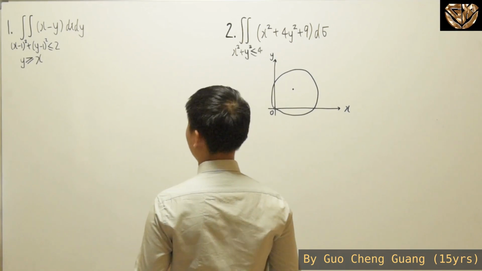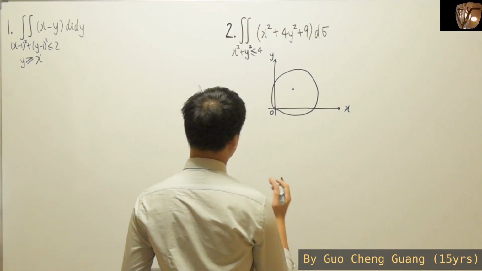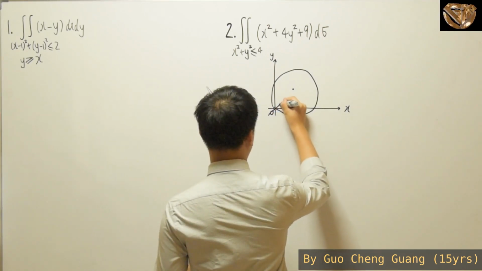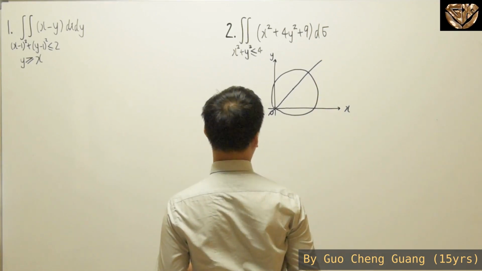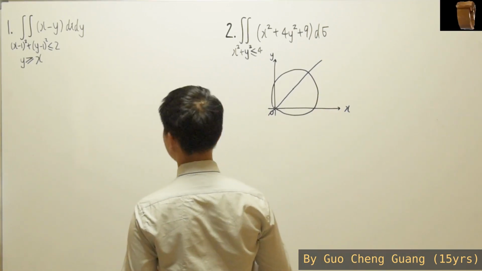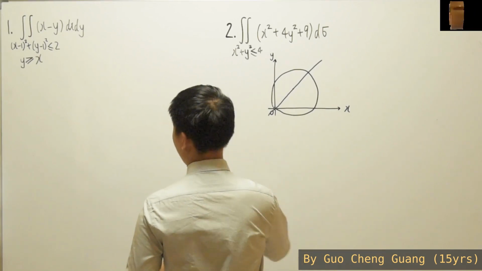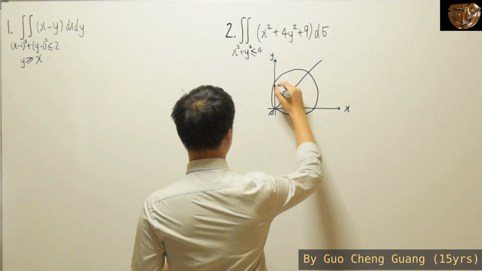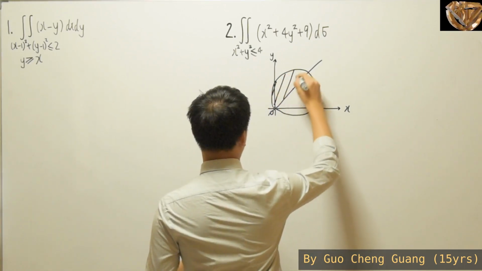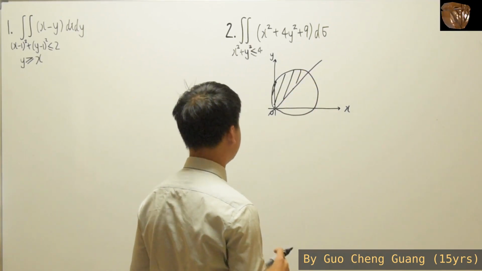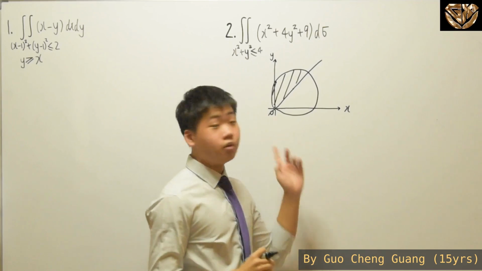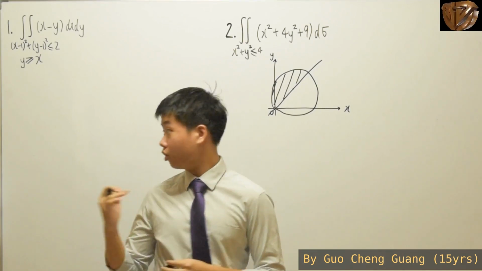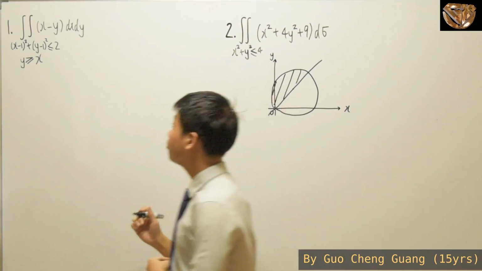Next, your y is greater or equal to x, which means you do have this line passing through the circle. Since y is greater or equal to x, it has to be above this line. So your area for integration will be within this region here. With this region, we can decide where its boundaries are, from what and integrate to what.